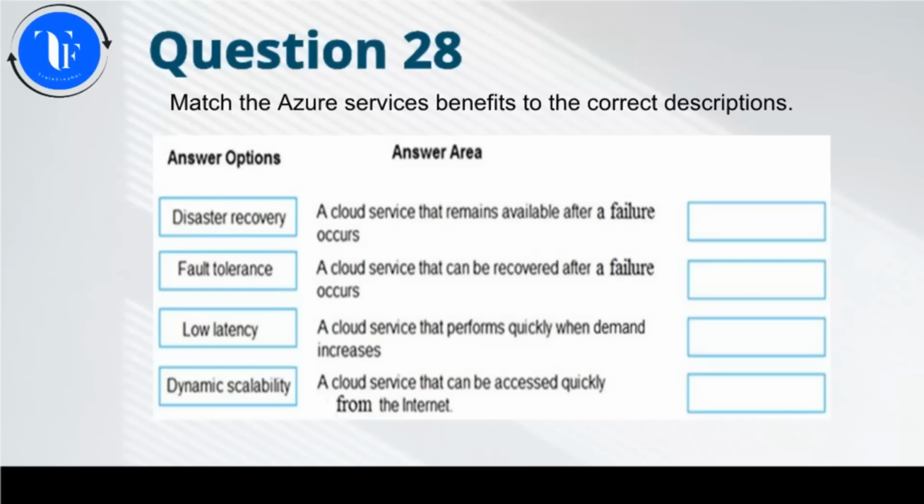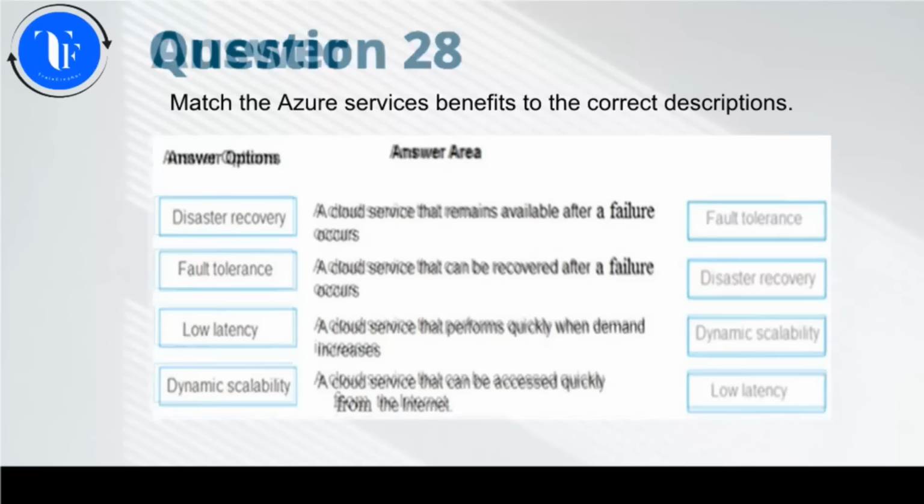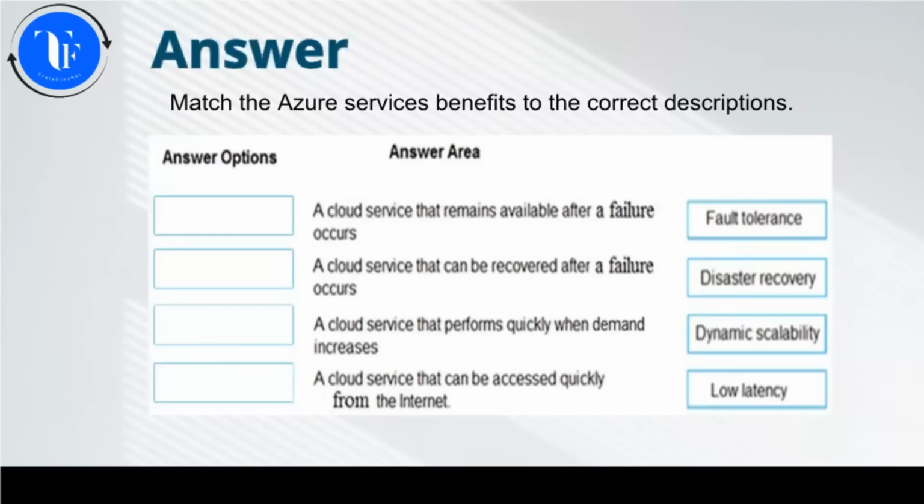Question 28. Match the Azure services benefits to the correct descriptions. Disaster recovery is, fault tolerance is, low latency is, dynamic scalability is. Fault tolerance is a cloud service that remains available after a failure occurs. For example, a service running on multiple servers can withstand the failure of one of the servers. Disaster recovery is a cloud service that can be recovered after a failure occurs. For example, restoring a virtual machine from backup after a virtual machine failure.